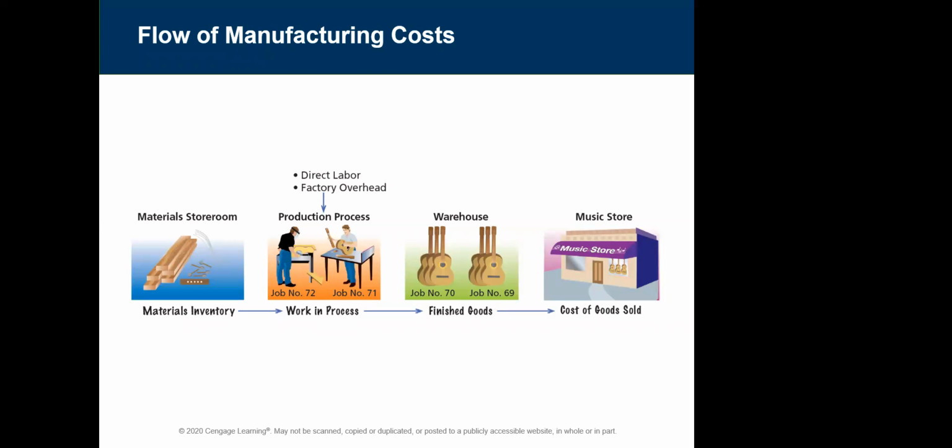Remember, our balance sheet will have multiple types of assets. We'll have multiple types of inventory assets. We'll have materials or raw materials. We'll have work in process inventory, and we'll have finished goods inventory. And then when we sell the finished goods, the cost of the finished goods we sell becomes the expense cost of goods sold.